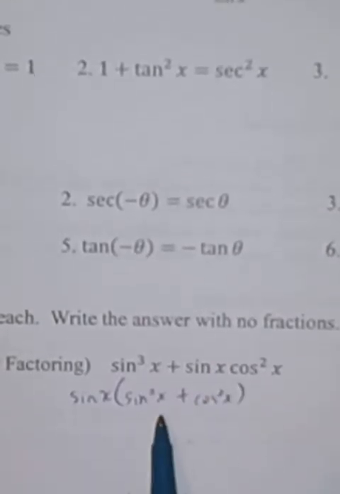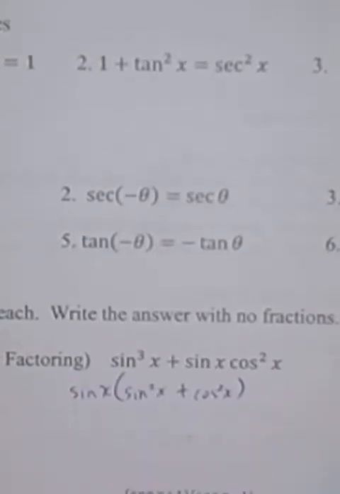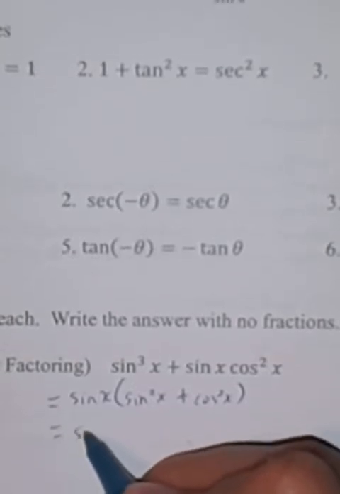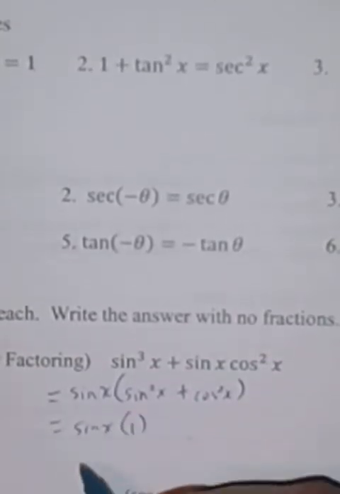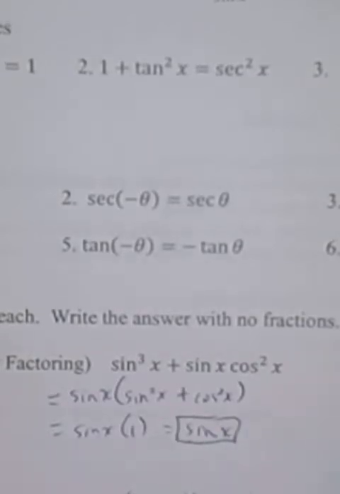And then I see that sine squared x plus cosine squared x is there, and that equals 1, remember from the Pythagorean identities. So this will be equal to sine x times 1, which will be equal to sine x. And so all that big expression simplified to just sine x. Okay, let's skip on over to number 3. We'll leave number 2 for class.